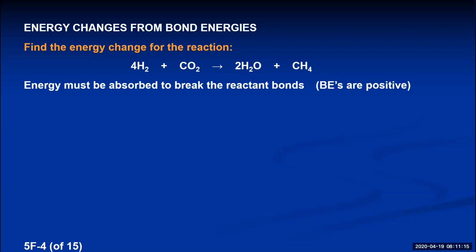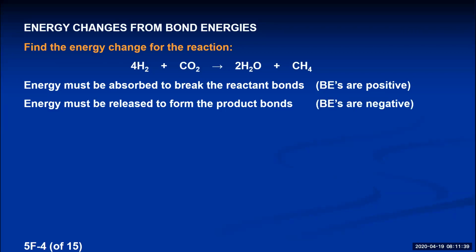Now, if we break all the bonds in the reactant molecules and essentially have lots of individual atoms, those atoms will now recombine to form 2 water molecules and a methane molecule. When bonds are formed, because those are more stable, energy will be released. And so we need to realize that energy is going to be released to form the product bonds. And when energy is released, that type of energy change is considered a negative value. So for us to be able to do this accurately, we have to know exactly what bonds are being broken and exactly what bonds are being formed.